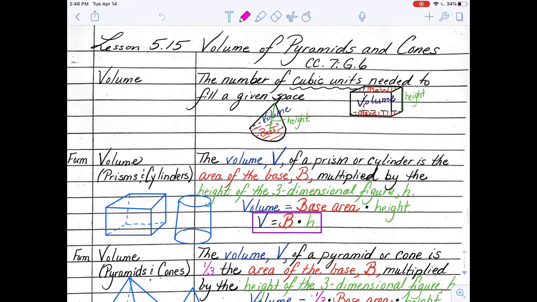We've worked with volume with prisms and cylinders, so I'm hoping you remember that volume is the number of cubic units to fill that given space inside a three-dimensional figure. So again, filling that inside area is what we're talking about with volume.